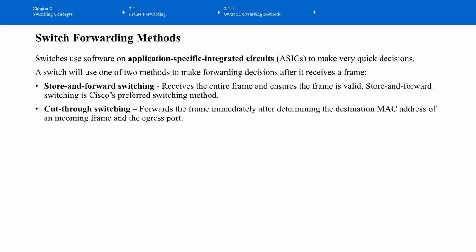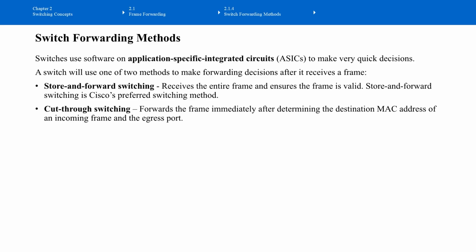Switches use software on application-specific integrated circuits to make very quick decisions. A switch will use one of two methods to make a forwarding decision after it receives a frame. So here we have store-and-forward switching. It receives the entire frame, and after receiving all this data, ensures the whole frame is valid. That requires it to store the frame in the RAM, check it, and then forward. So this is store-and-forward switching. This is Cisco's preferred switching method.